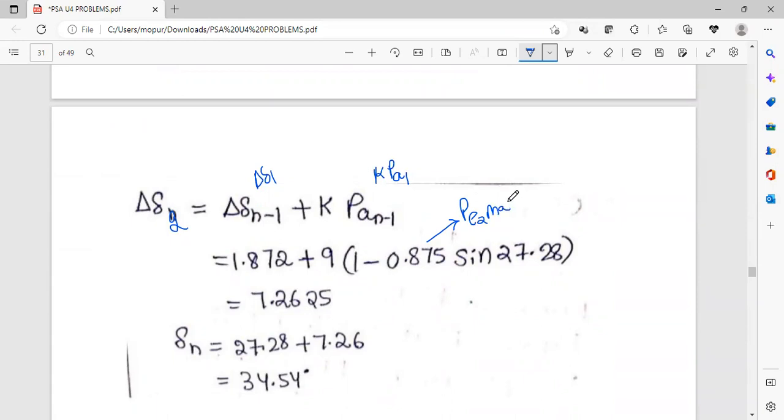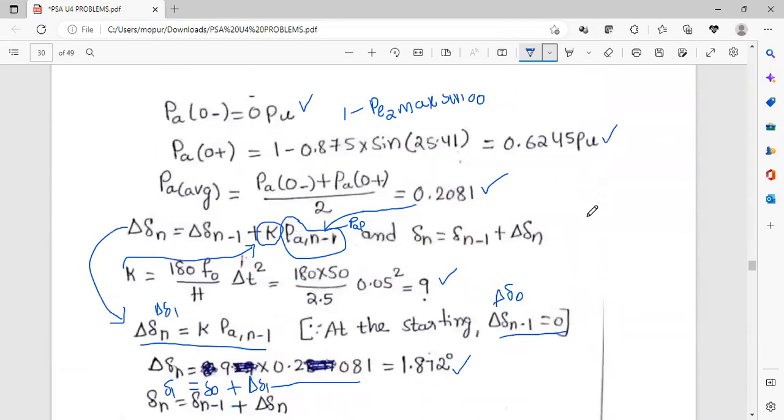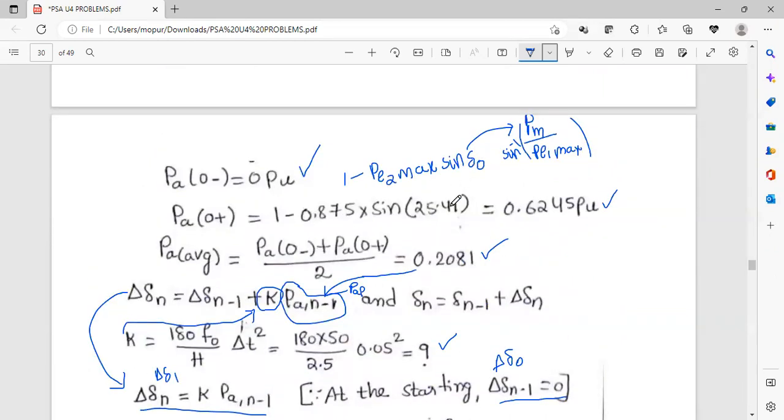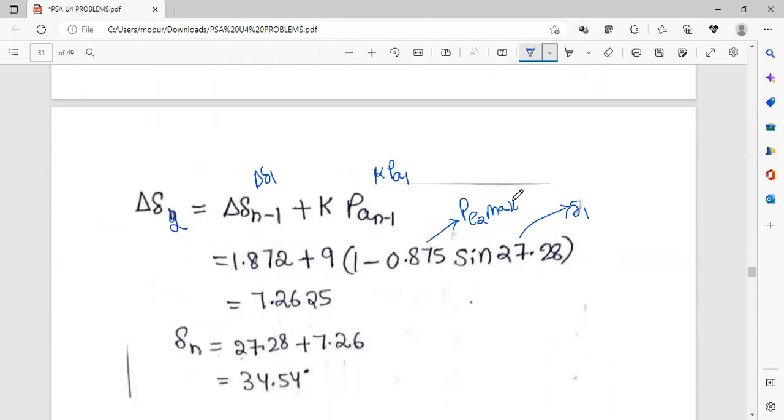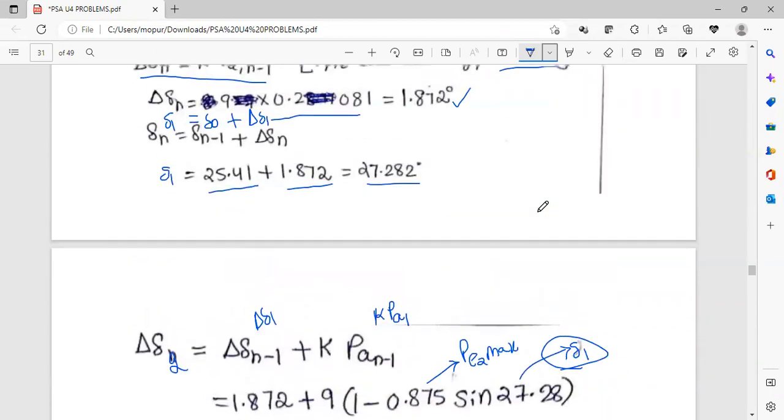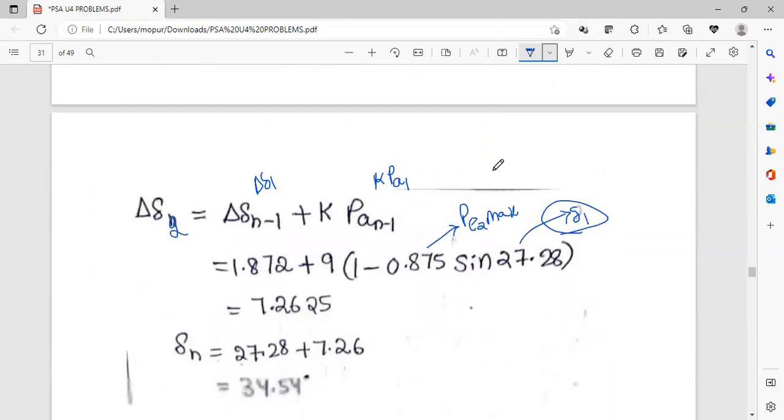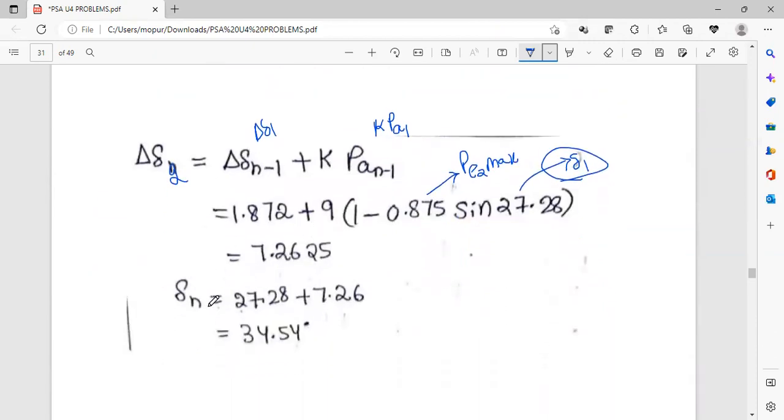Now, since we are finding del 2, you should take the value of sine del 1. Previously, when we were finding del 1, you had taken the value of sine del 0. This is the only change. Here, you should take the value of sine del 1. Del 1 is just what we had got. So now you will be getting del 2.